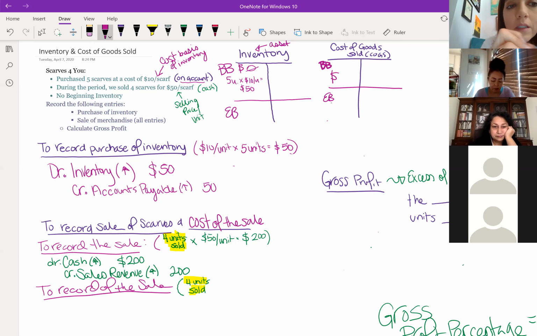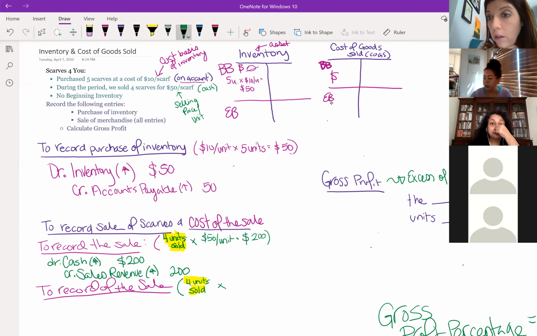You only expense as cost of goods sold the number of units that you actually sell. What happens to the rest of those units? They're part of the inventory we still have. They still sit in ending inventory. They're still part of your assets as inventory. Those 4 units that were sold are going to be expensed at what cost? $50 or 10? $10 per unit, our cost basis.